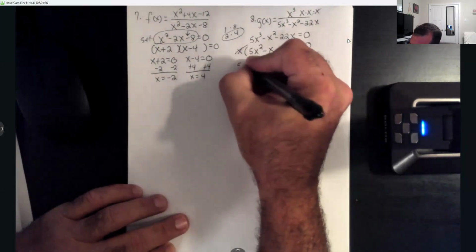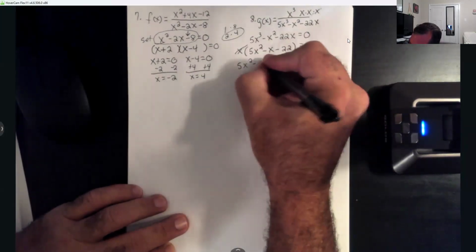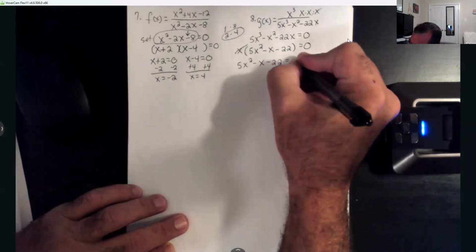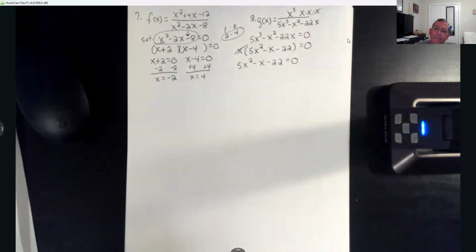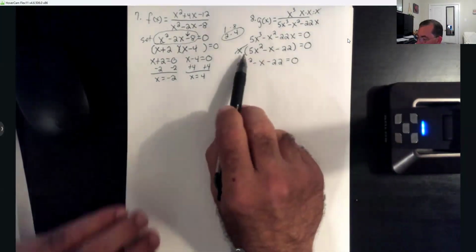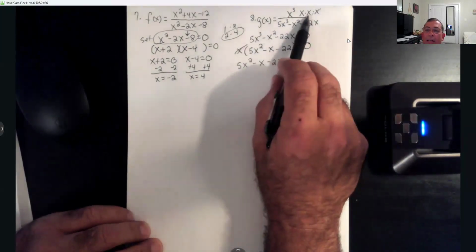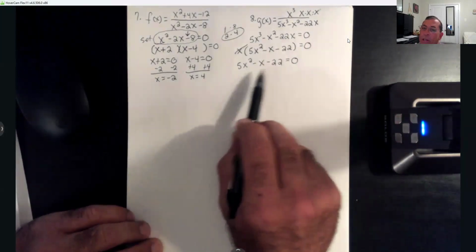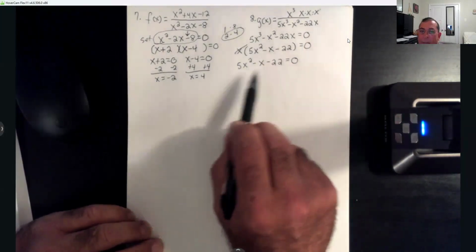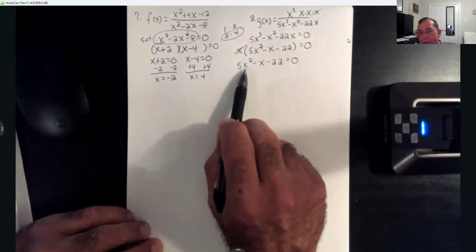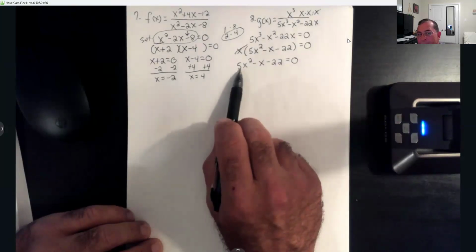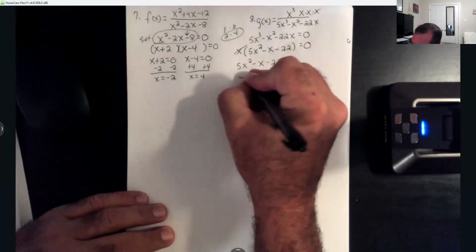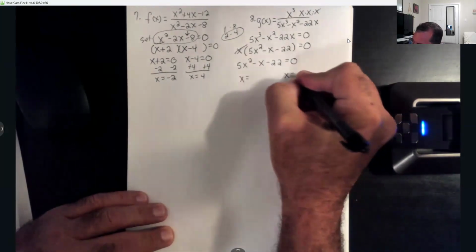So y'all, I'm gonna set that 5x squared minus x minus 22 equal to 0. So y'all, your single x on this one will cancel with a single x on top. So you're not getting 3 asymptotes. We're just going to get 2 out of this, okay? Now, factoring's a little trickier when you got a 5 in the front. So I'm going to show you how I can get my 2 answers by doing some graphing.